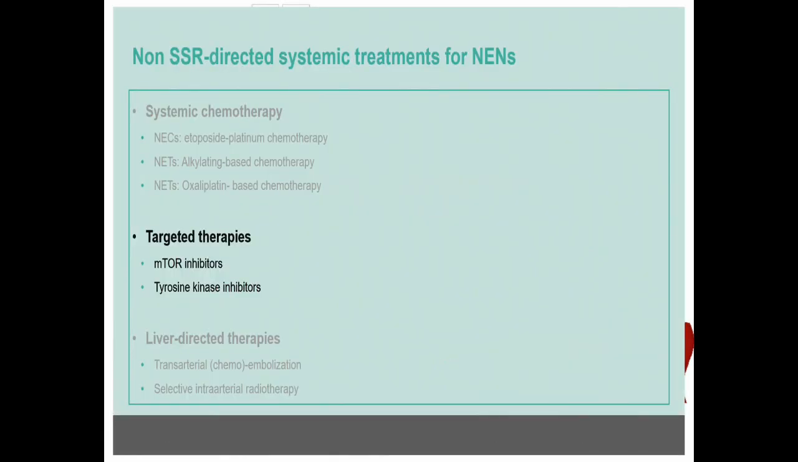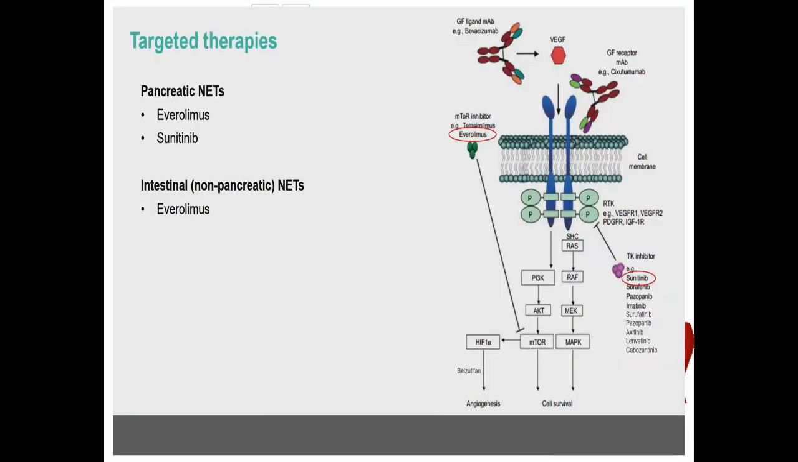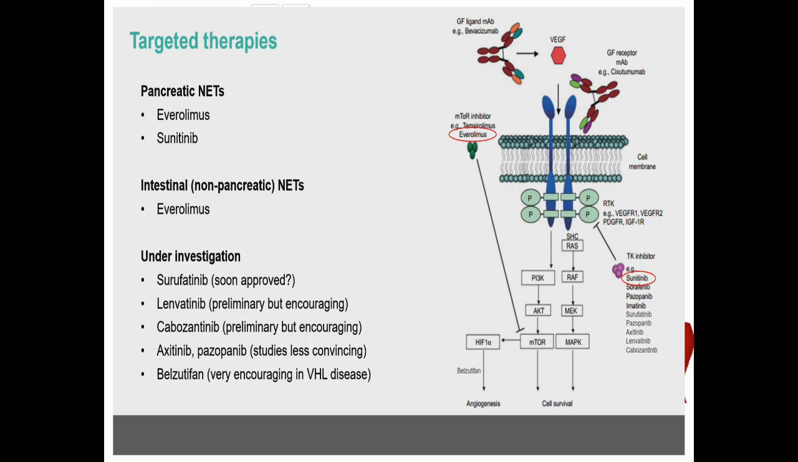Let's come more quickly to targeted treatments, and as I mentioned, 2 of them are available. The first one is everolimus. Everolimus is inhibiting the mTOR pathway and is commercialized under the name of Afinitor, and sunitinib is a multikinase, tyrosine kinase inhibitor. Many others are more or less ready for commercialization or still under investigation, such as cabozantinib, for example.